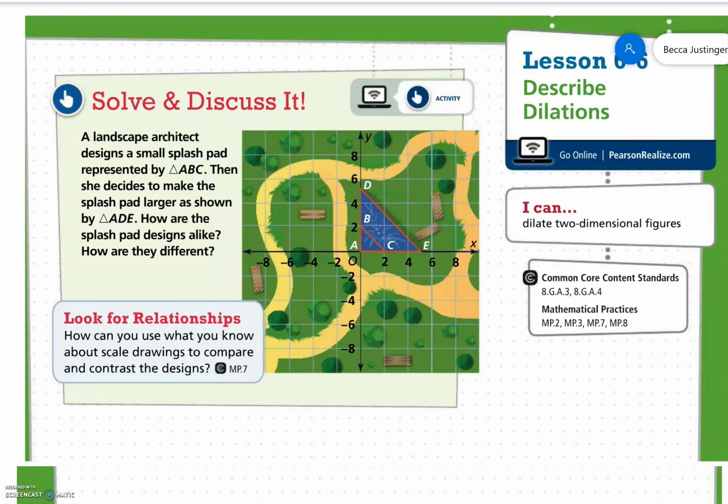Hi, 8th grade. Welcome to lesson 6-6, Describe Dilations. By the end of the lesson, I want you to be able to say, I can dilate two-dimensional figures.